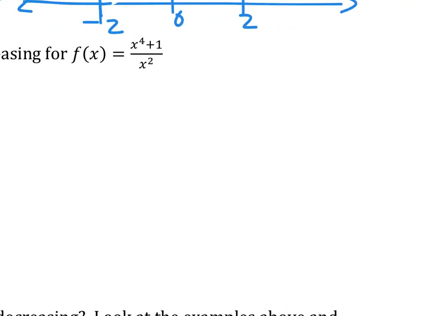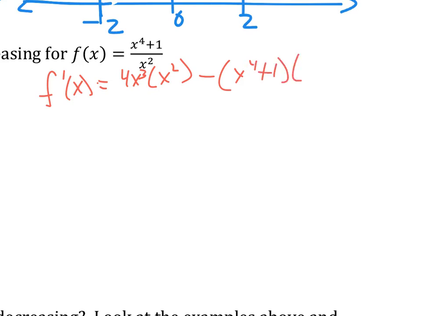Okay, we've got a rational function. So we're going to have to remember our quotient rule here. Derivative of the top, 4x cubed times the bottom, minus the top times the derivative of the bottom, which will be 2x.